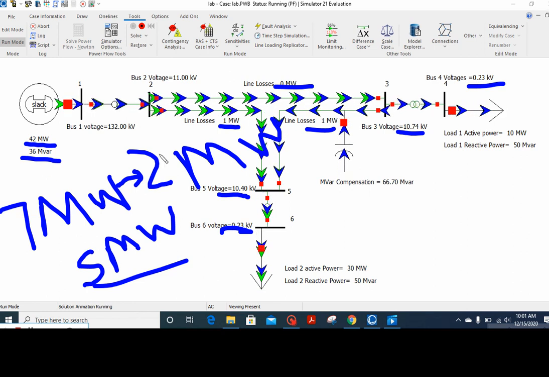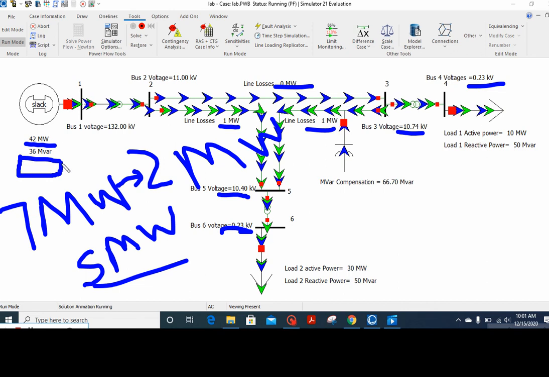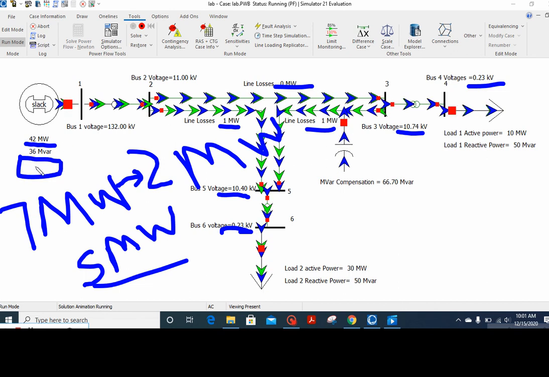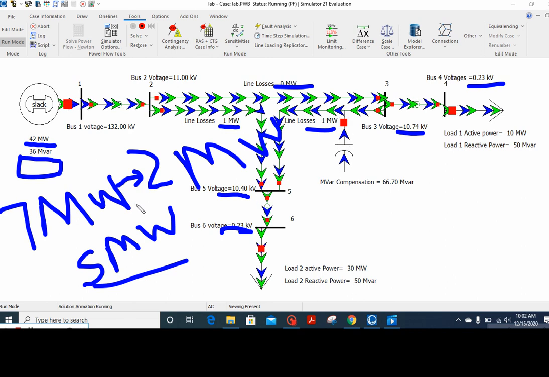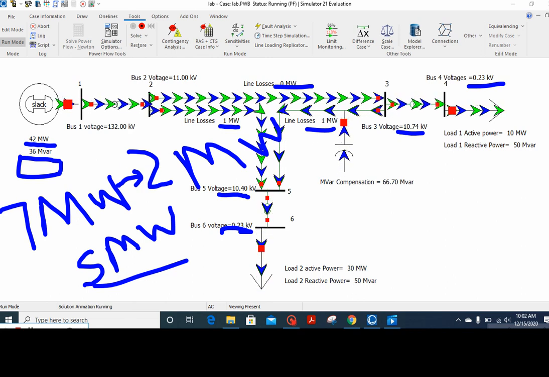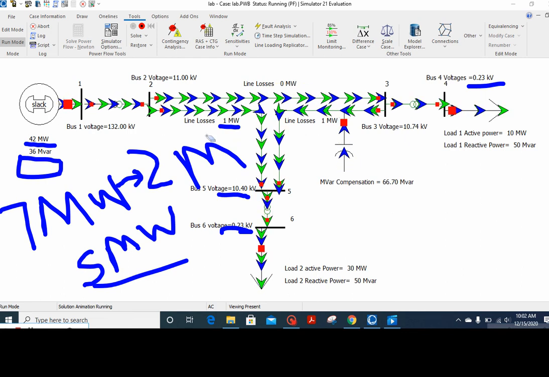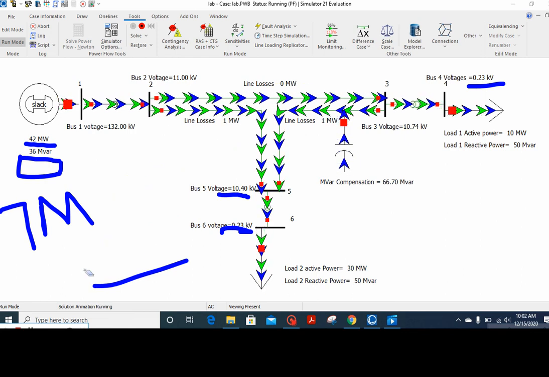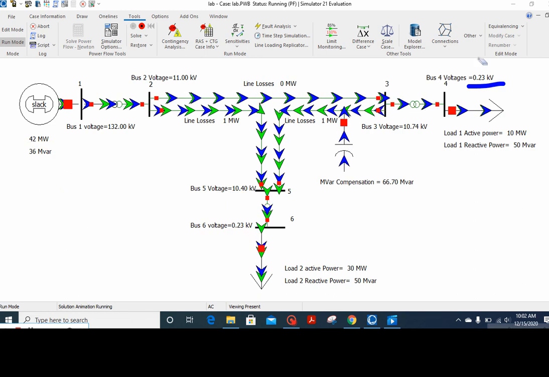And the second thing is that the reactive power demand from the system is also reduced due to this reactive power injection. So this was a little lab introduction about the importance of reactive power compensation, and we also saw the effect of reactive power on the system.